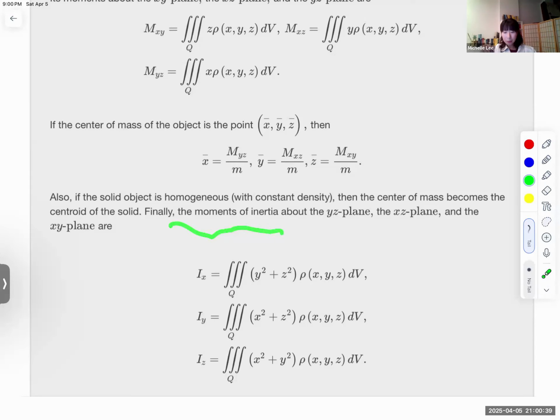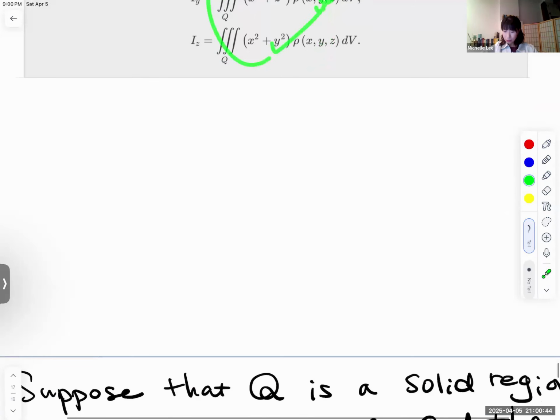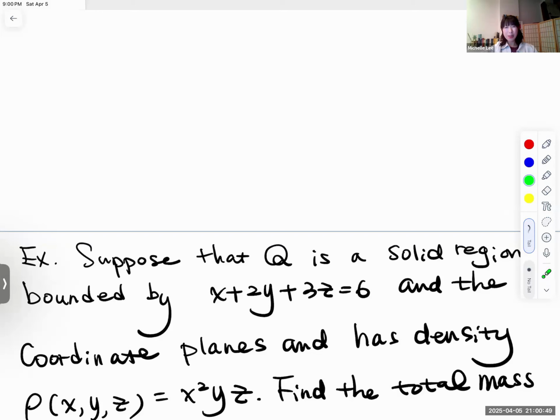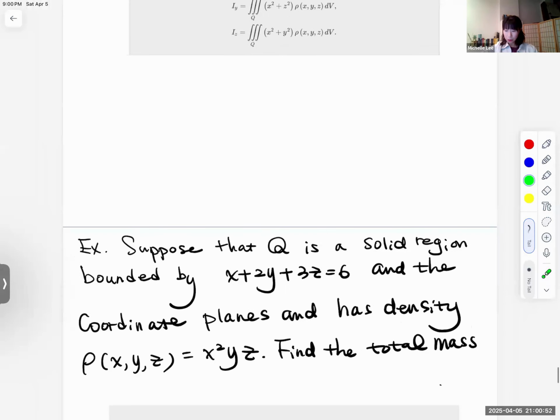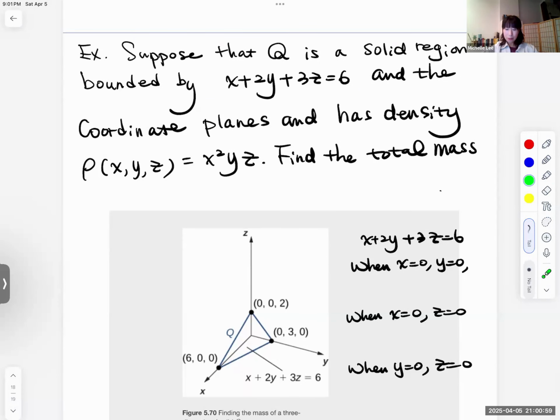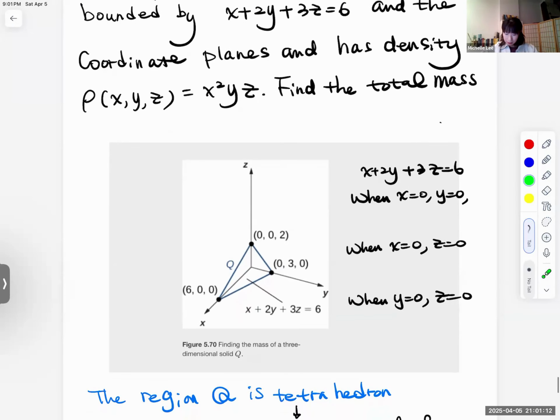Moment of inertia, right? So we have that. Okay, now we have an example. Let's just finish one problem because it's a lot of work. So for triple integration, we are using only the mass. Now we have region Q bounded by this equation, and then we have a density function. Find the total mass.